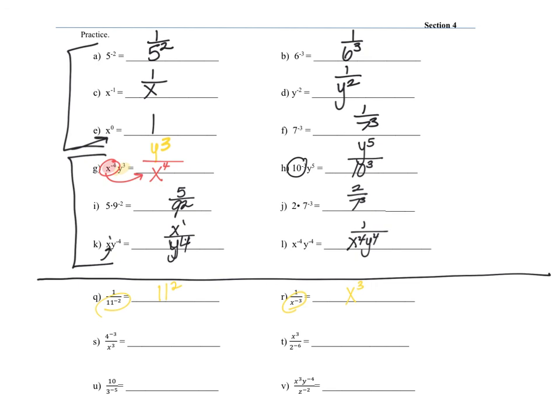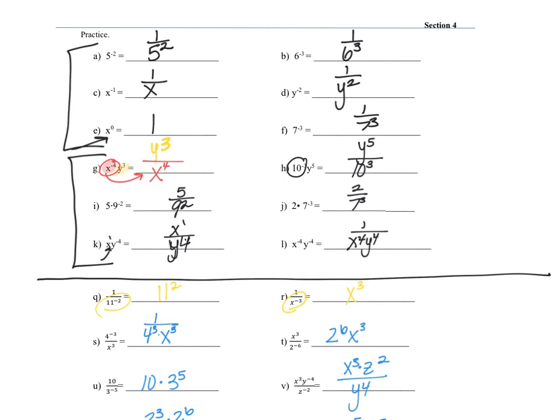So I want you to pause the video and try these next 6. All you are doing is moving the piece that has the negative exponent. You're going to have to look at each piece, each variable or number, and ask yourself, is the exponent positive or negative? If it's positive, it stays. If it's negative, it goes to the opposite place that it started at. So try it, unpause the video when you're done, and check your work.